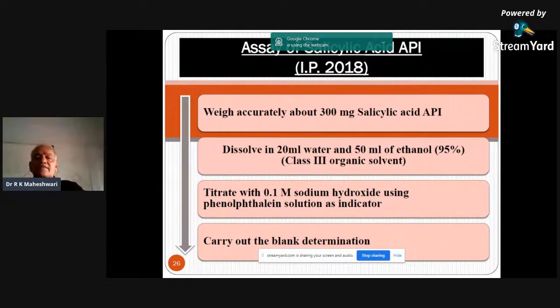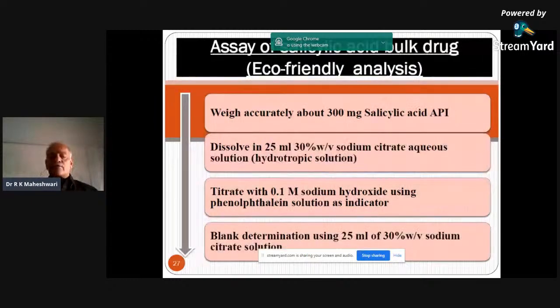This you can see in your labs also. B.Pharm, M.Pharm students, they can see in their colleges, because in colleges salicylic acid is always there, ethanol is always there. So they can compare the IP method where ethanol is being involved. It can be compared with the sodium citrate hydrotropic method.